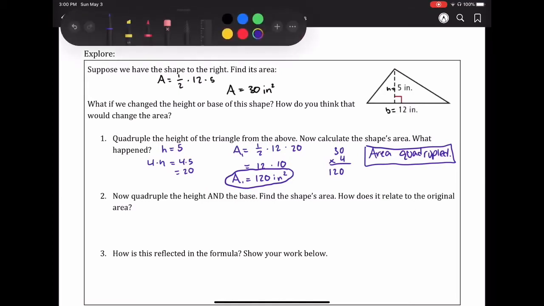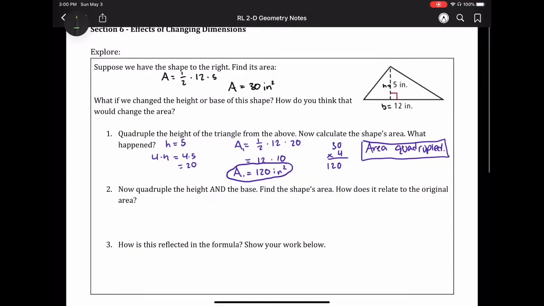All right, so let's try what happens when you change two sides. It says, now quadruple the height and the base. Find the shape's area. How does it relate to the original area? Okay, our quadrupled height we have above. That was 4 times h, which is equal to 20. And the quadrupled base, we have to find that still. My base was 12, so 4 times the base is equal to 4 times 12, which is equal to 48.